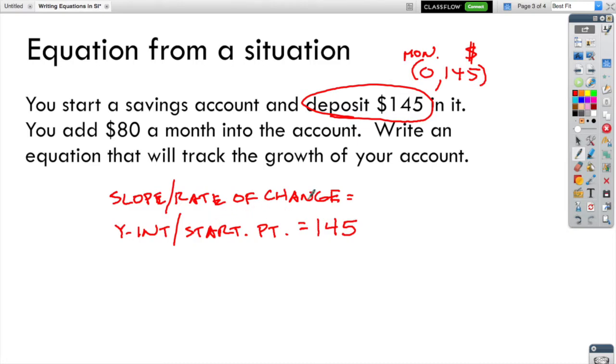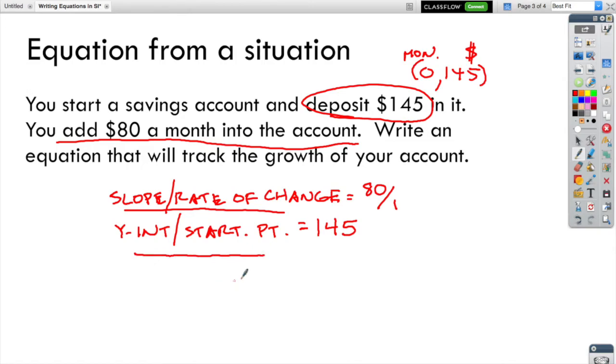Now the rate of change, well, that's this part. If you've decided to add $80 per month into the account, that's a rate of change. It's like miles per hour or feet per second, except this time it's $80 per month. So we'd write that as $80 per single month. And so even though we didn't pull this from a visual graph, we can still find our slope or rate of change, and we can still find our y-intercept or starting point.